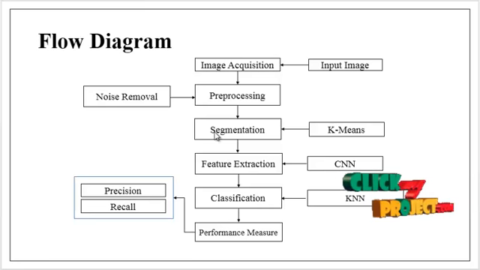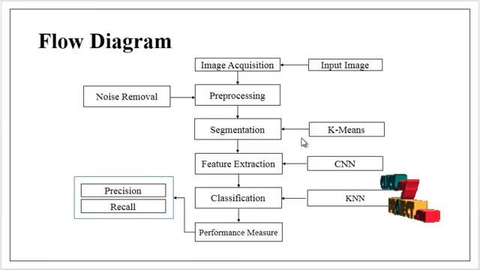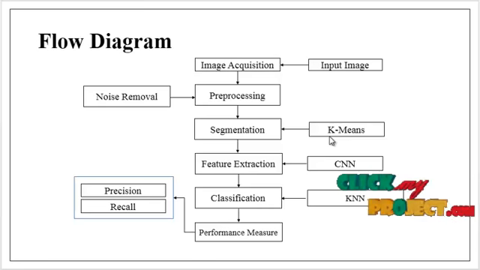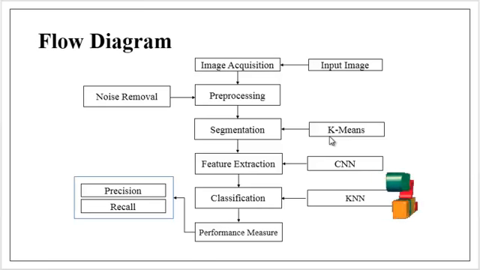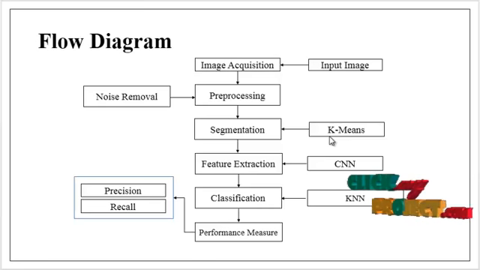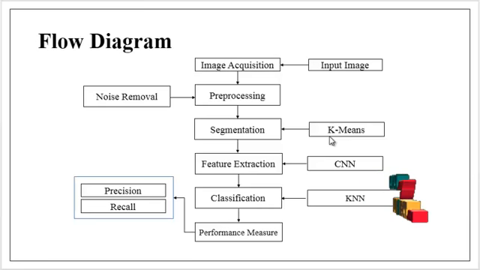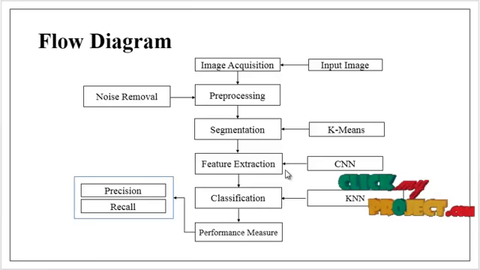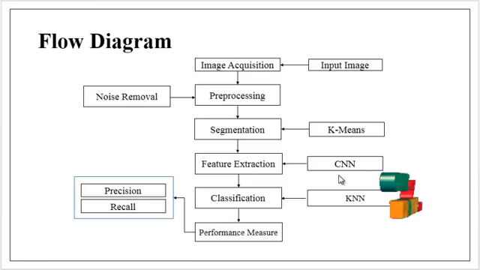After the removal of the noise, we move on to the third stage of the project, that is the segmentation. In the segmentation process, we apply k-means clustering. By using k-means clustering, the background will be eliminated and only the foreground regions will be extracted. The background means the region other than the animal region. Foreground means the region containing the animal. After the segmentation, we move on to the next step, that is the feature extraction. In this feature extraction, we apply a convolutional neural network to extract the textural features from the image.